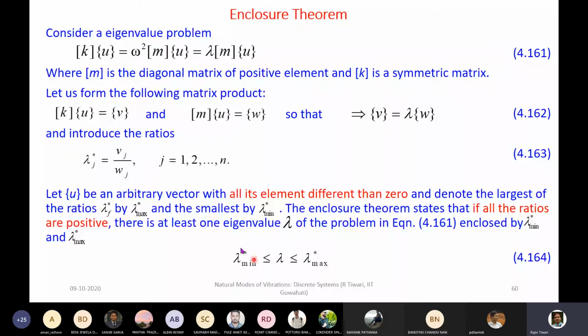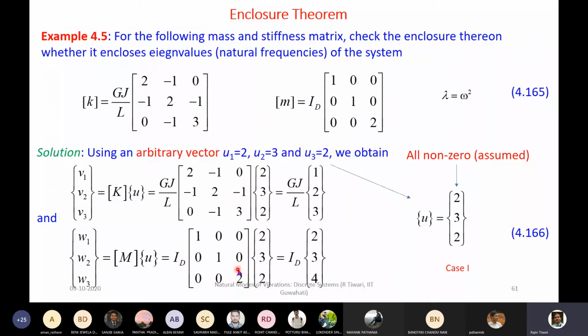It is often helpful because the eigenvalue is related to the natural frequency. If we take the square root of this, obviously we'll get the natural frequency falling within this range. The ratios should not be negative because we need to take the square root, and if these ratios are negative, then we'll have complex numbers, which is not feasible. So this is the enclosure theorem, a very simple theorem.